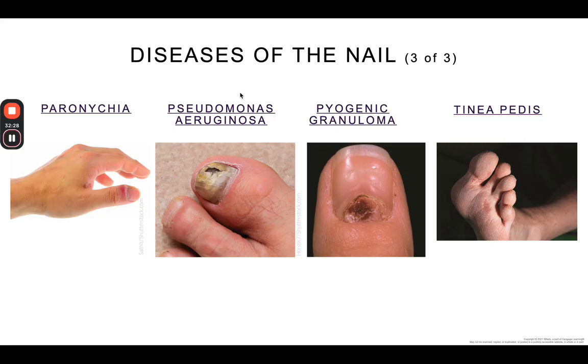And then we have pyogenic granuloma, which is a severe inflammation of the nail in which a lump of red tissue grows up from the nail bed to the nail plate. Medical referral is required in this condition as well.